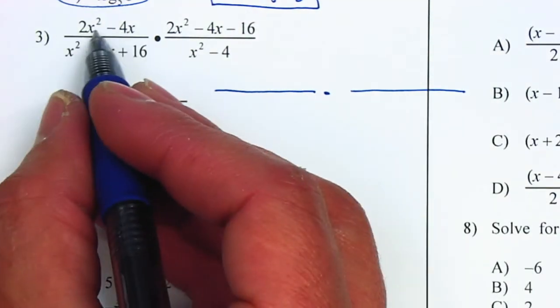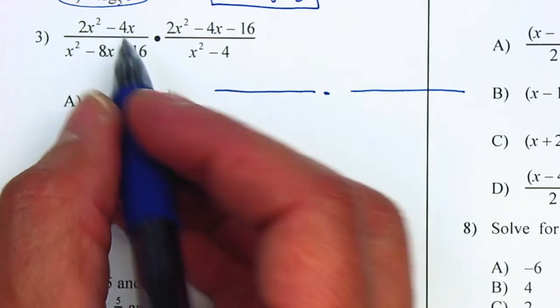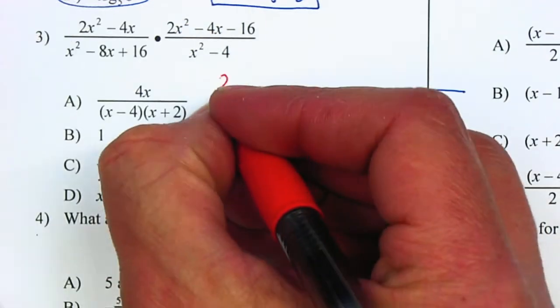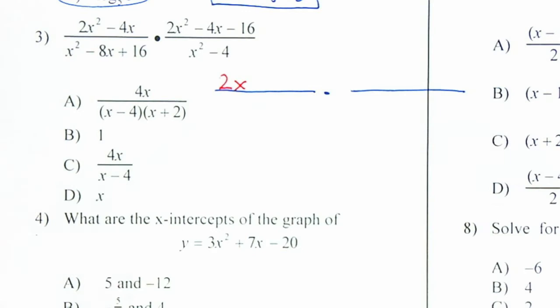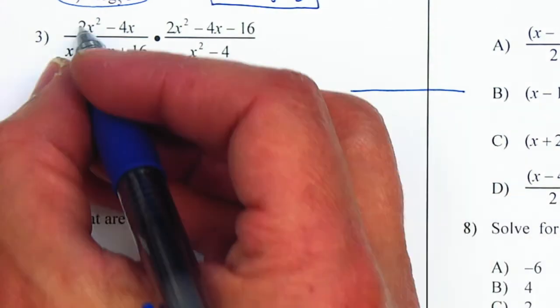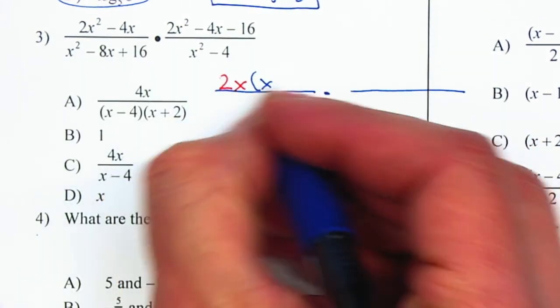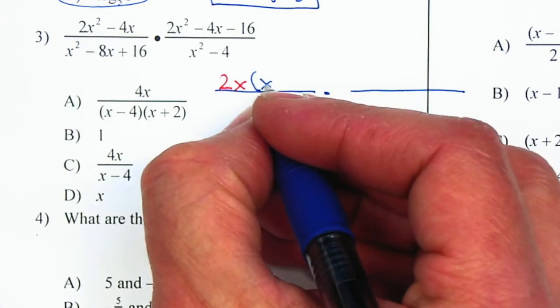Take out the common factor. One number divides 2 and 4. I can take out 2. Do they both have an x? Yes. What do I need to multiply 2x to get 2x squared? That'll be x. 2x times what is negative 4x? That'll be negative 2.